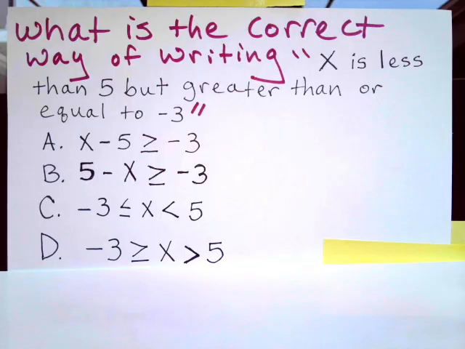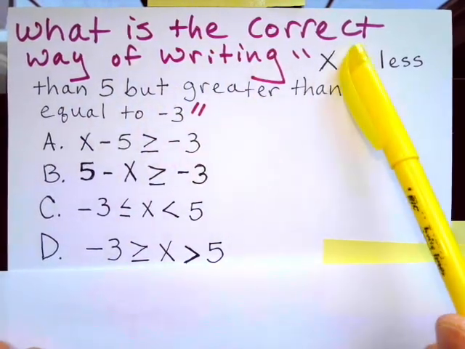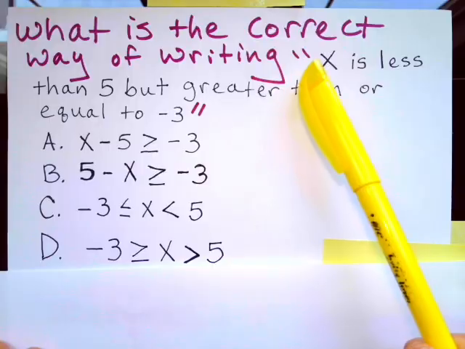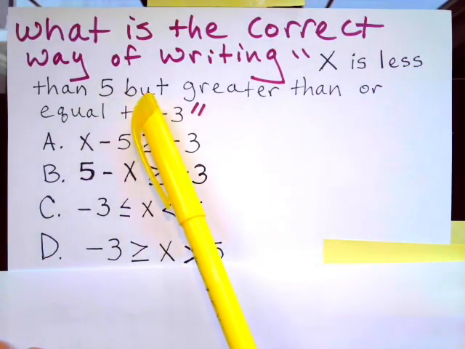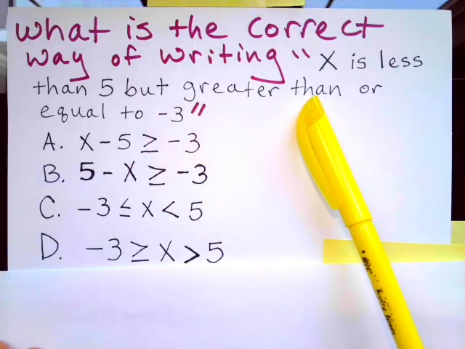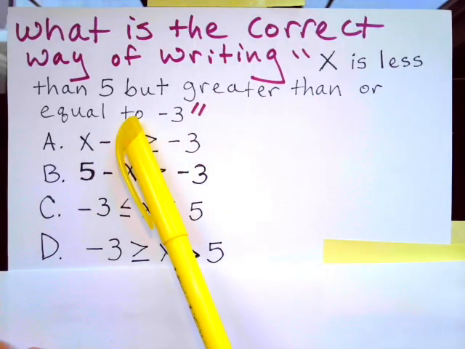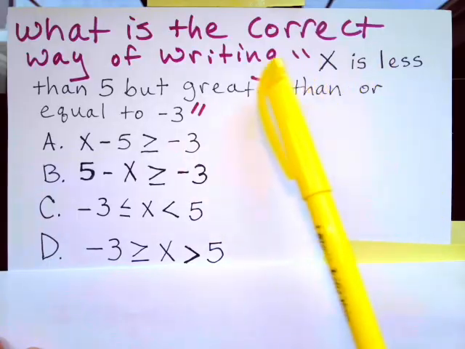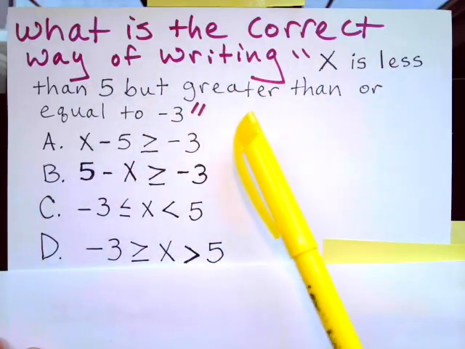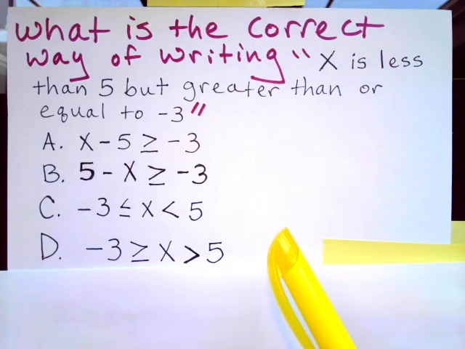I like to get into another GED type of problem that you see. We're going to work on what's called inequalities. I'm just going to dive right in. What is the correct way of writing x is less than 5, but greater than or equal to negative 3? Everything you need to know is right there written in between those parentheses.